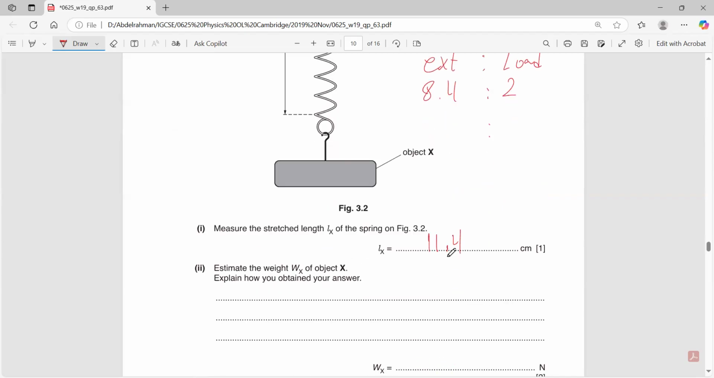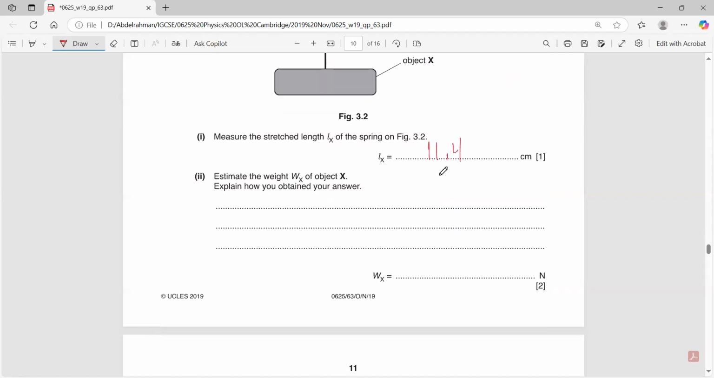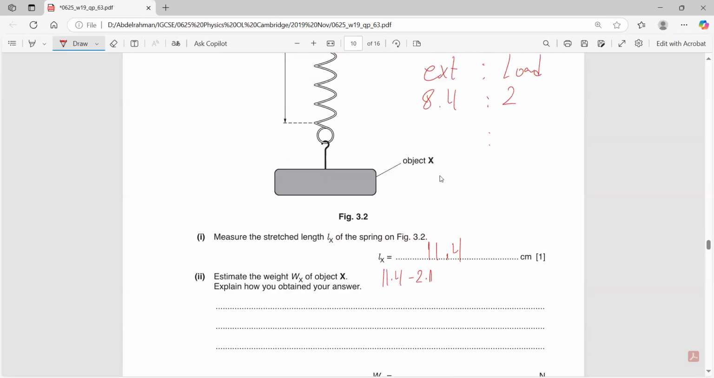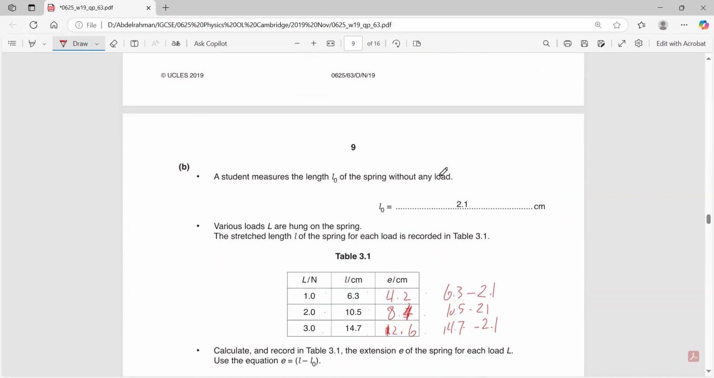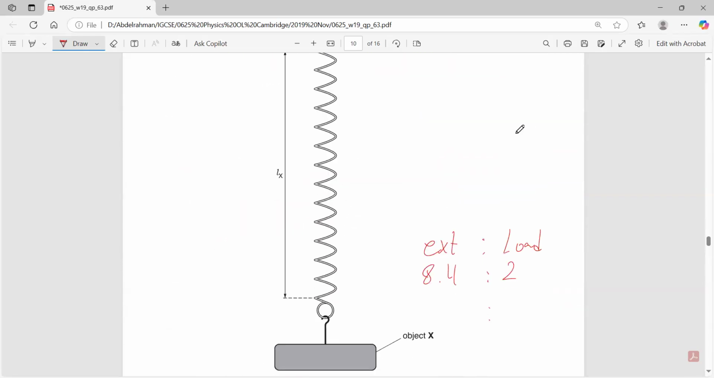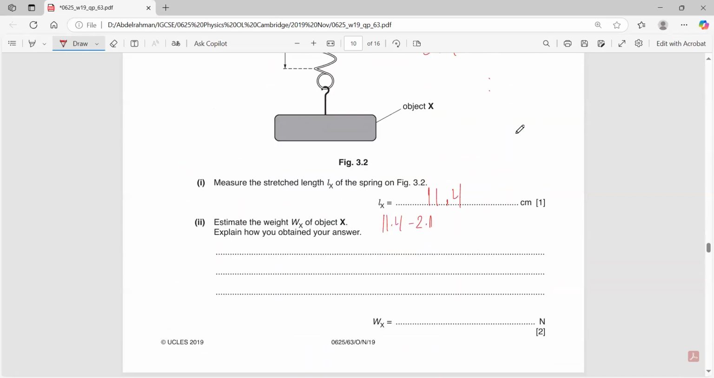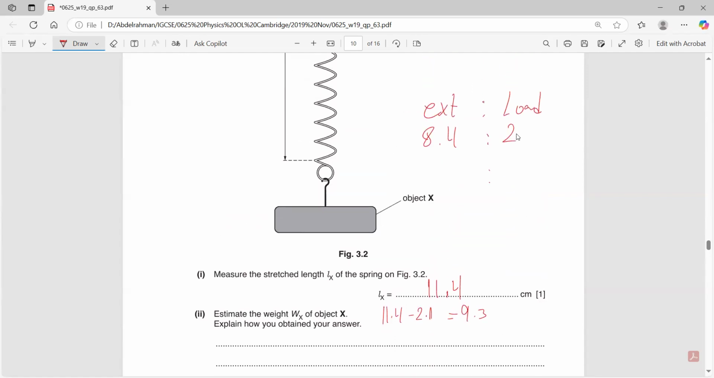This question, it's 11.4. This is the length. What is the extension? So the extension is actually 11.4 minus 2.1, right? Wasn't the initial length, the original length, 2.1? Yes, it was 2.1. So 11.4 minus 2.1 is 9.3. So if the extension is 9.3, can I find the load?